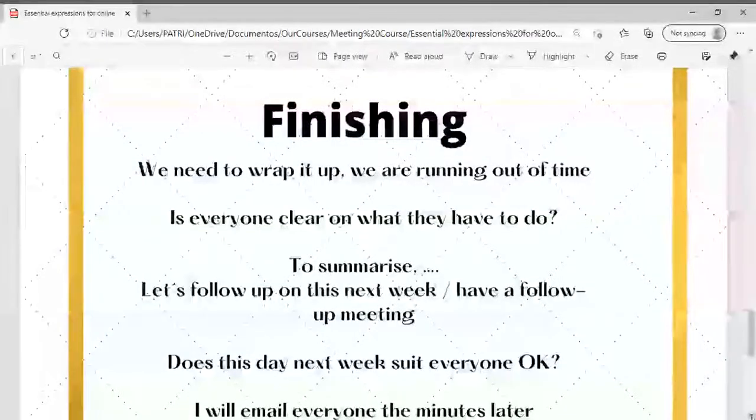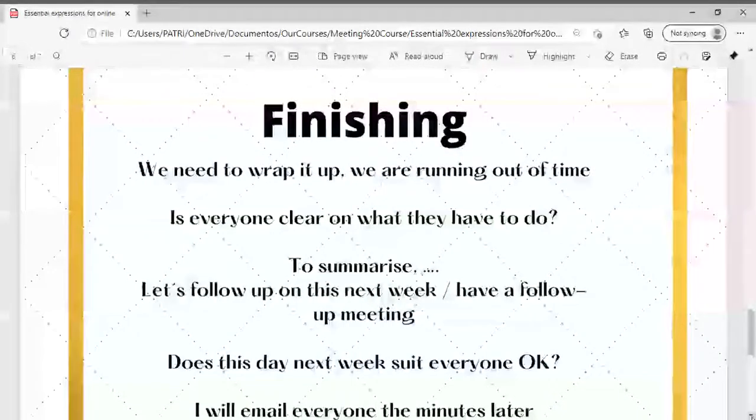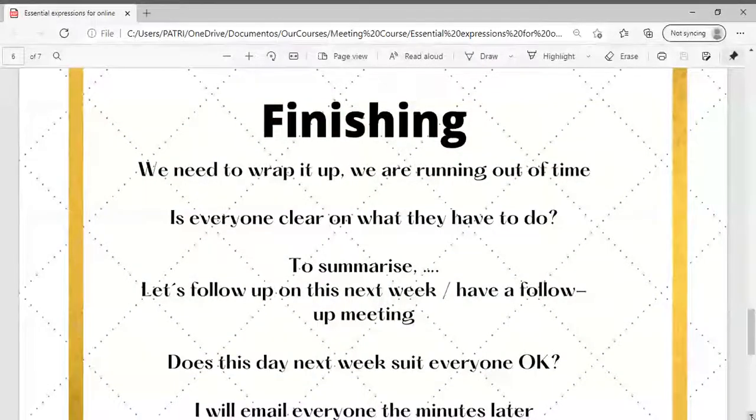Okay, is everybody clear on what they have to do? Does everybody know what they need to do after the meeting? What tasks or jobs they have? To summarize or to go back and repeat what we said quickly. To summarize is an expression for this.